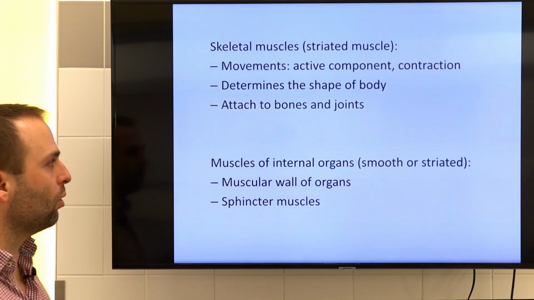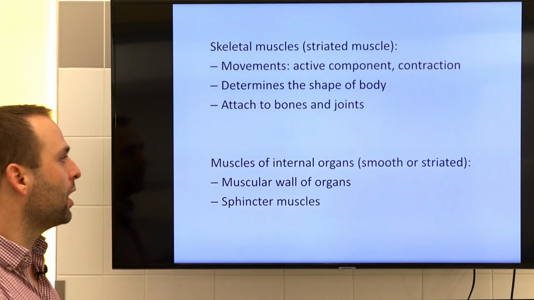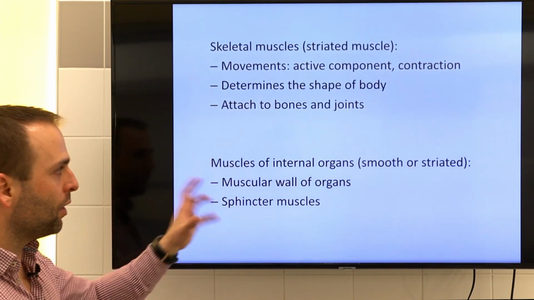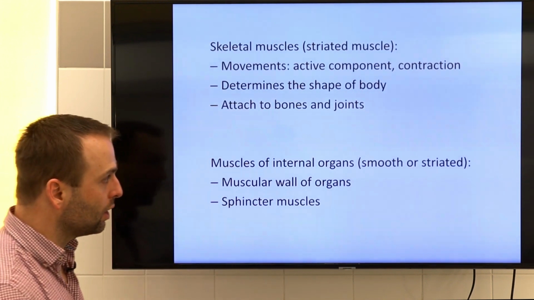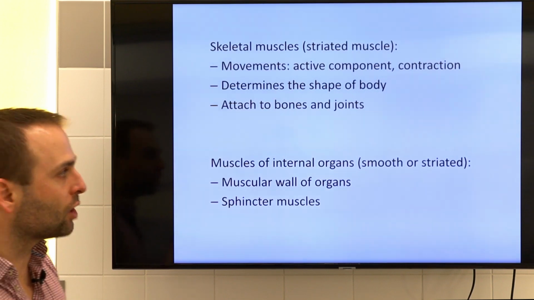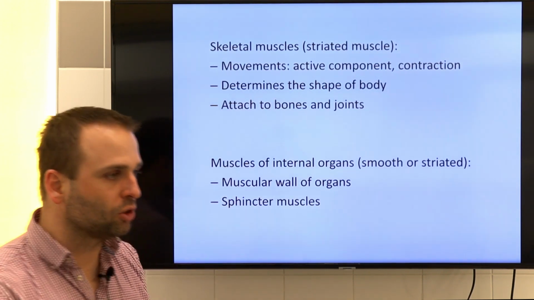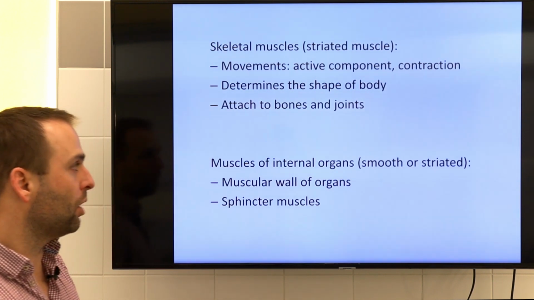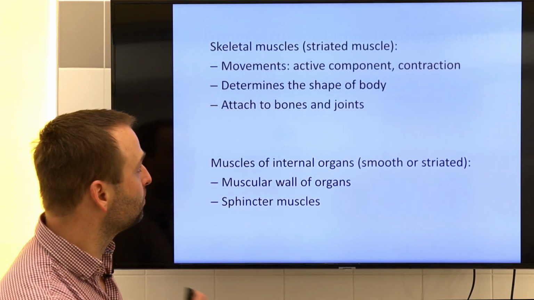Muscles of the internal organs can make muscular wall of organs and sphincter muscles. The reason why this is included in the slide is that sometimes striated skeletal muscle can also be involved in the formation of muscles of internal organs.